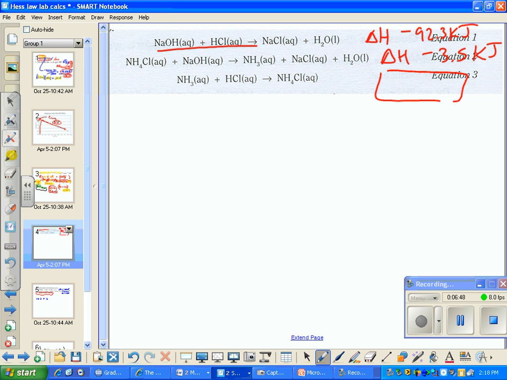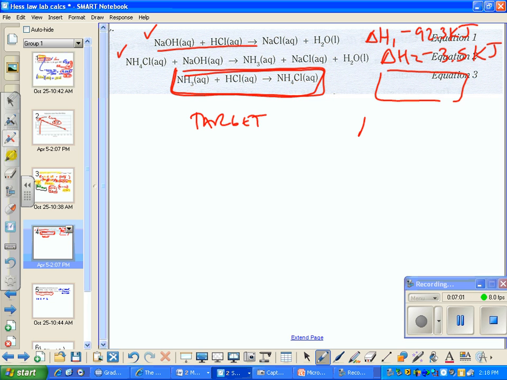You'll find this one. According to what Hess said, if you take 1 and 2, because you can rearrange, this is my target, you can rearrange equation 1 and equation 2 so they'll cancel and equal equation 3. Since you found the delta H experimentally for equation 3, when you take these two and add them together, it should be equal to whatever your experimental value was. That's the point of Hess's law.